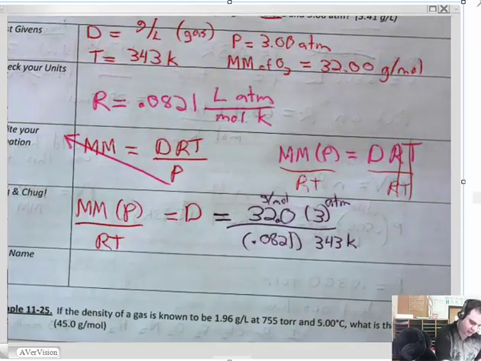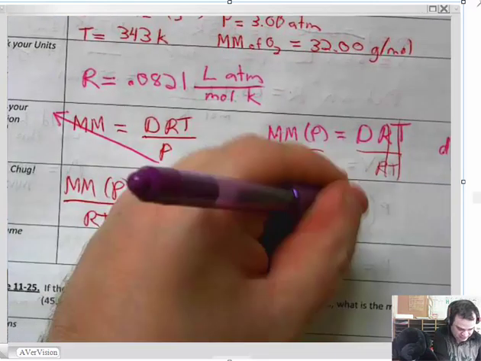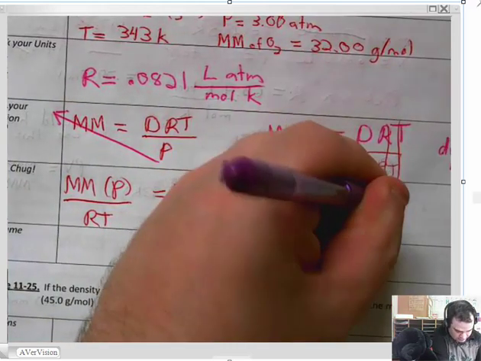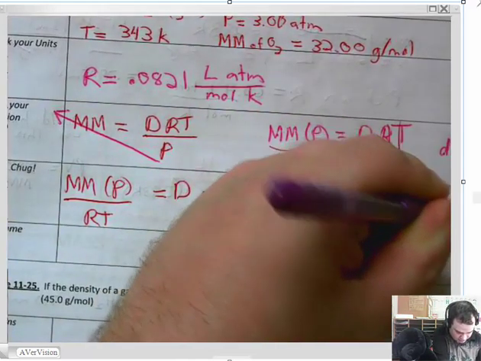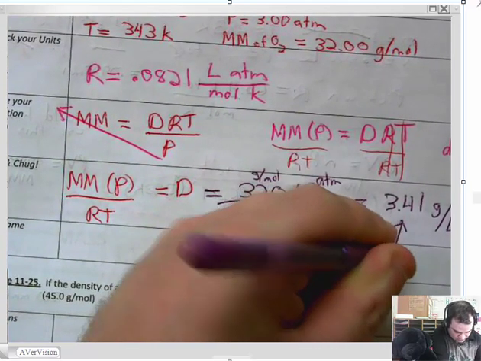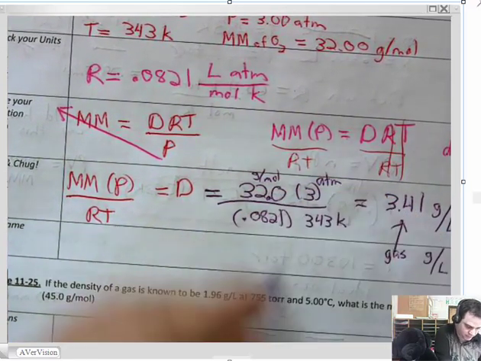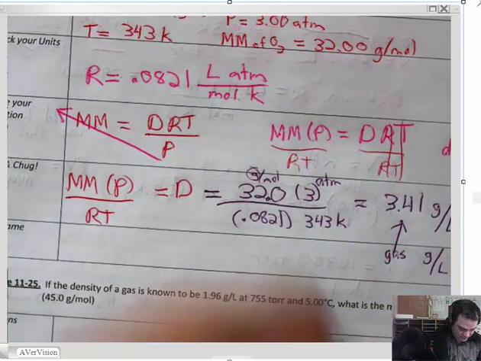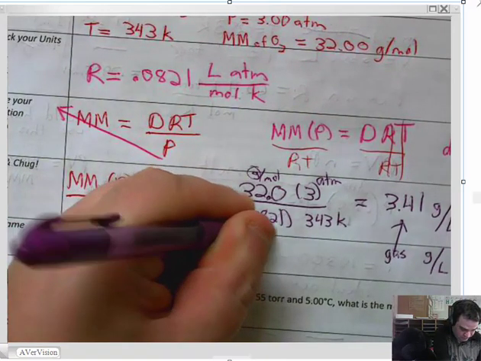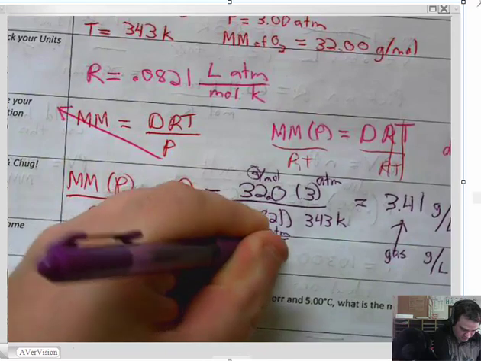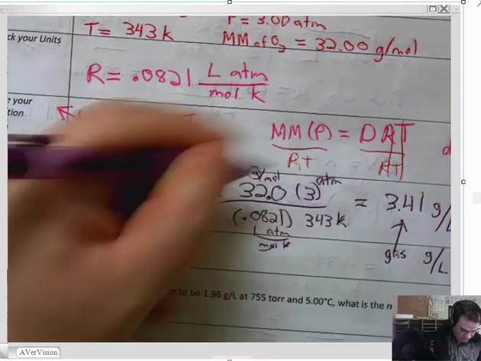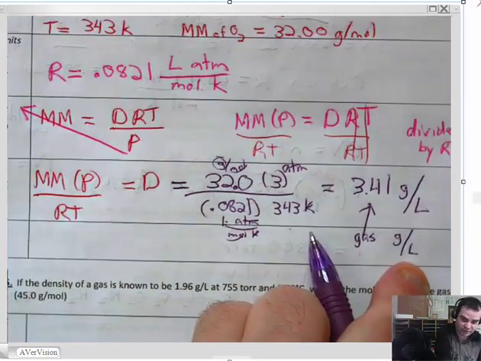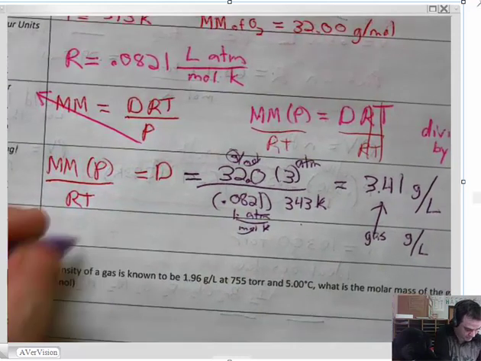I'll go back and do that. I usually don't put in units for R. And then we get a density of 3.41 grams per liter. Remember, this is a gas. Units have to be grams per liter, because here's why. There's grams here, and if you look at your liters, atmospheres, moles, Kelvin, the Kelvins cancel, moles cancel, atmospheres cancel, leaving me with liters. So that's why it's grams per liter when we do the ideal gas law with density.